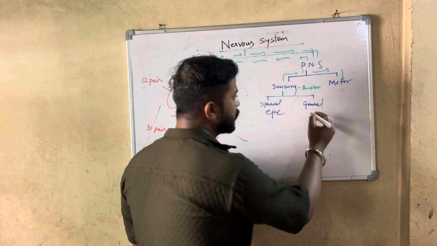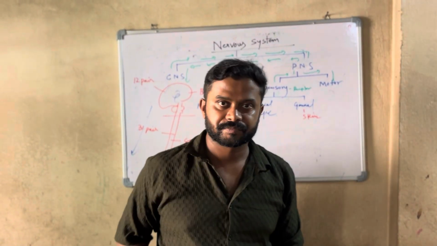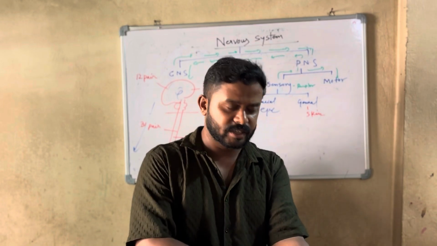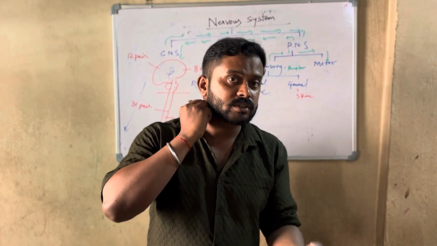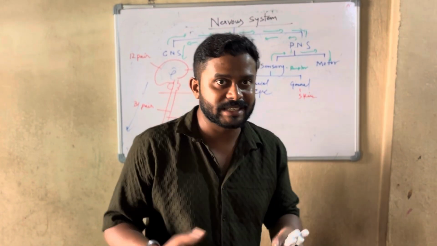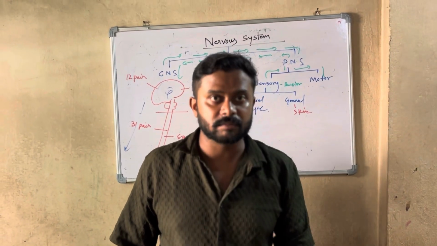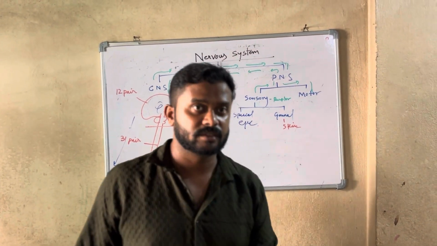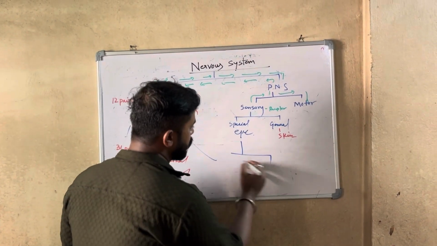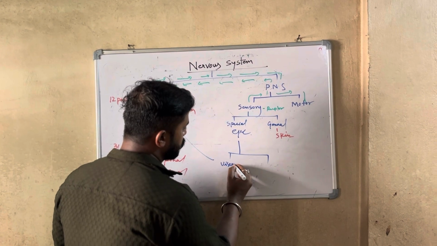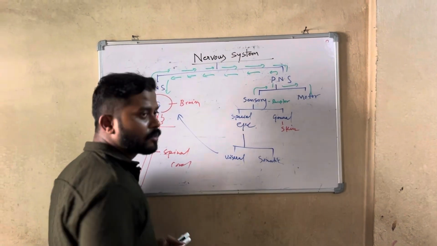And general is skin. If I take ice and put it here, I feel it is very cold, and if I put it here, I also feel cold. So it is not so special, while the eye, nose, ear and tongue are very special because they carry special stimulation. Special sensory is also categorized: one is visceral and one is somatic. I will discuss it later in my video.